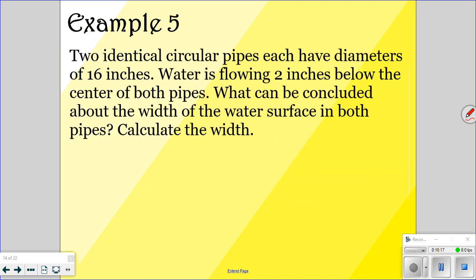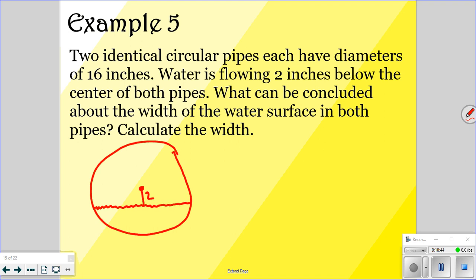We're going to look at another example. We have two identical circular pipes. Each have a diameter of 16. And we know water is flowing 2 inches below the center of the pipes. So here's the center, and 2 inches below, we know we have water. So this is all our water. And then we want to know what is the width of the water surface in the pipes. So we're looking for the length here.